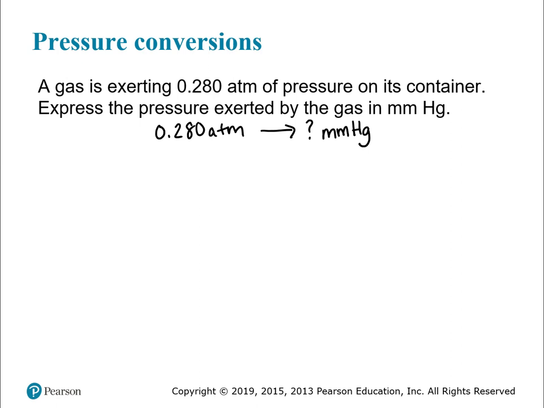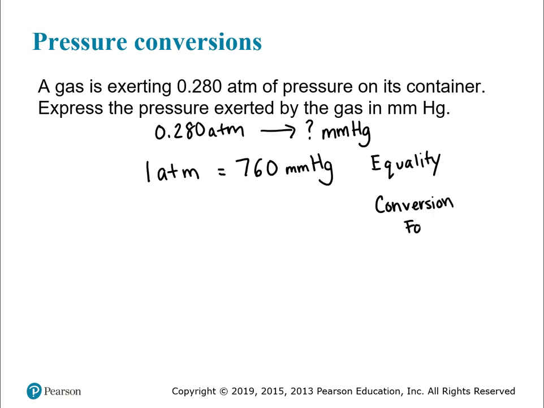Now that I know what I'm trying to do, I can figure out my equality. This is where that table that has all of the different conversions for 1 atmosphere would be very helpful. 1 atmosphere is the same as 760 millimeters of mercury. Both of these numbers are exact. So when we're doing our problem and we end up with an answer, we don't need to take into consideration sig figs from either of these numbers. Since we have an equality, we can write conversion factors. They look like fractions. So we take one number, put it on top, put the other one as the denominator, then you write the reciprocal.